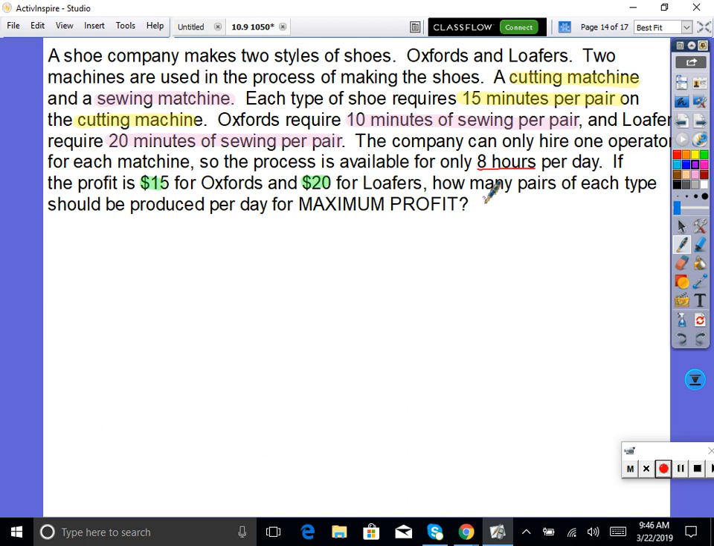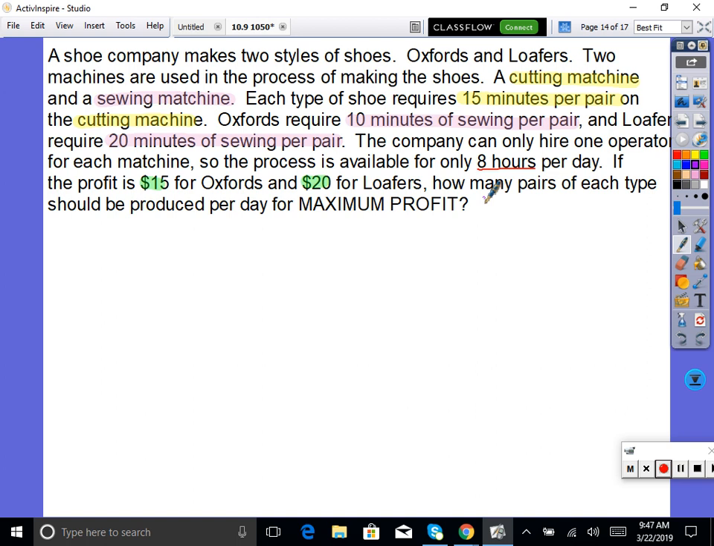Okay, a shoe company makes 2 styles of shoes, Oxfords and loafers. 2 machines are used in the process of making the shoes, a cutting machine and sewing machine. Each type of shoe requires 15 minutes per pair on the cutting machine. Oxfords require 10 minutes of sewing per pair. Loafers require 20 minutes of sewing per pair. The company can only hire 1 operator for each machine, so the process is available for only 8 hours per day. If the profit is $15 for Oxfords and $20 for loafers, how many pairs of each type of shoe should be produced per day for maximum profit?